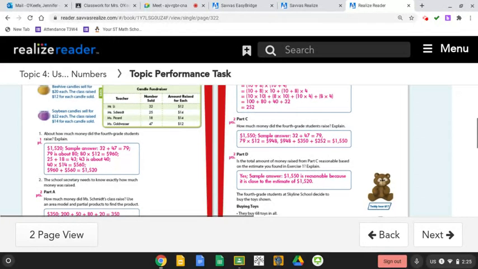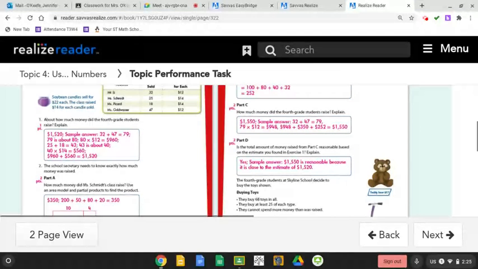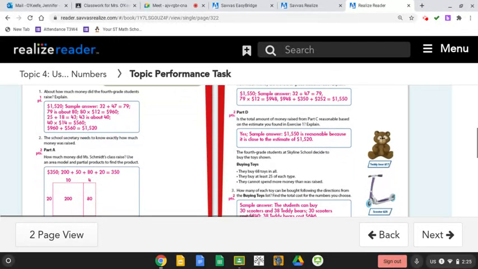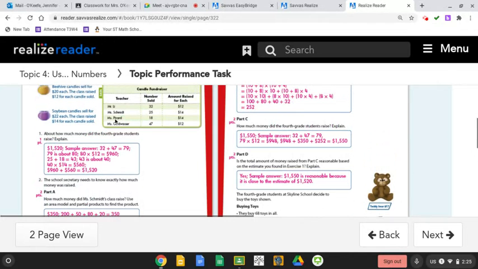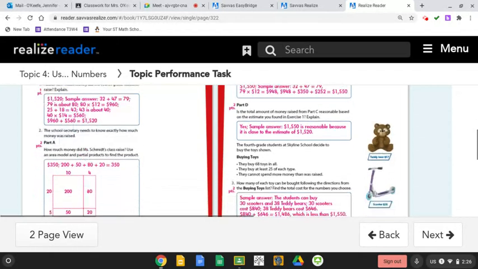Question number 2, the school secretary needs to know exactly how much money was raised. So now we get the exact. So part A, how much money did Ms. Schmidt's class raise? Use an area model and partial products. So again, Ms. Schmidt was 25 candles sold at $14 each.